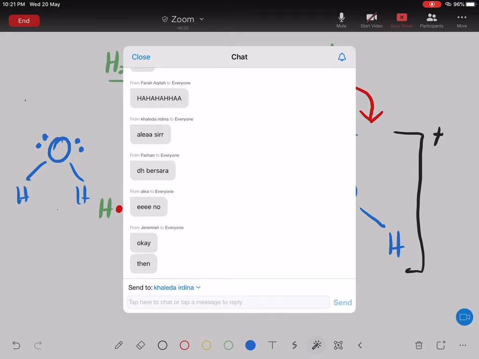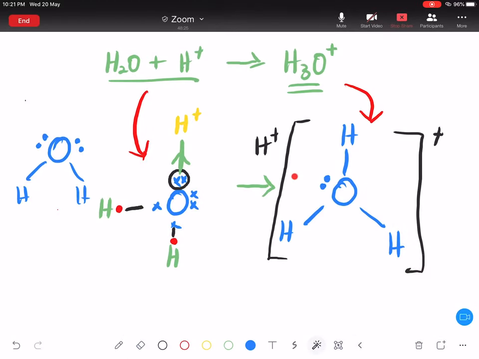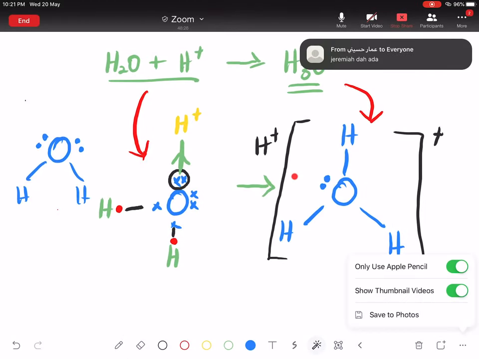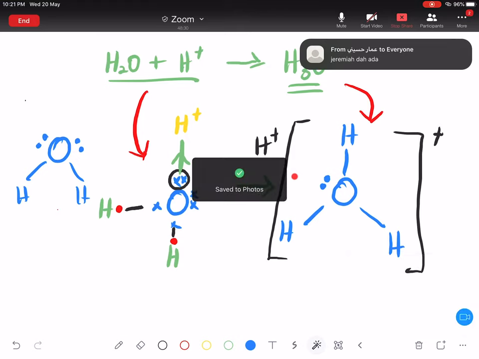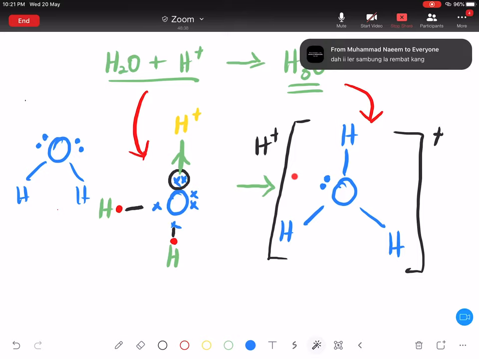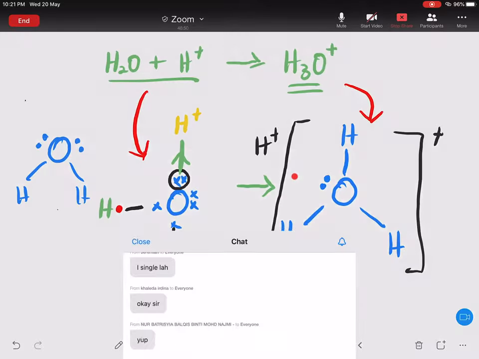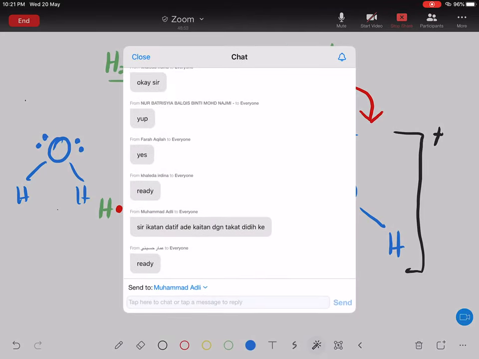Okay. So, I'm going to give another example. Are you ready? Okay, good. Sekejap, ada satu. Dative covalent bond ni ada. Nanti saya beritahu dekat properties dia.